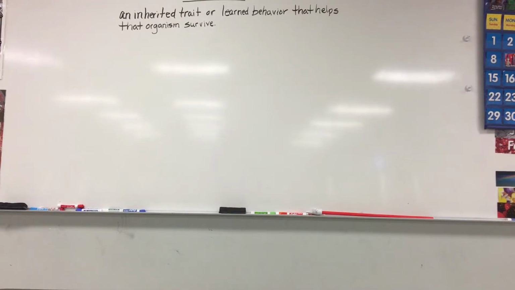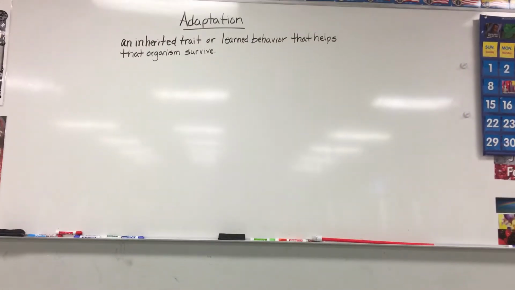Okay, today we're going to start a new unit on adaptation. And this is part of the life science. This is the beginning of life science. So we're going to talk about adaptations today. The definition of an adaptation is an inherited trait or learned behavior that helps an organism survive.